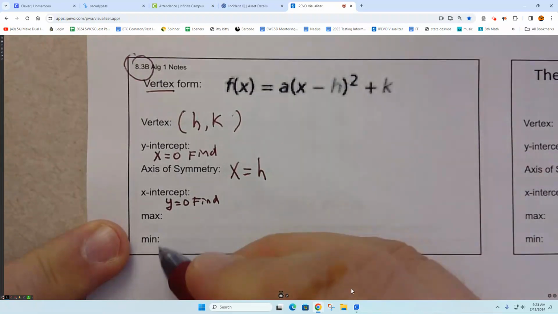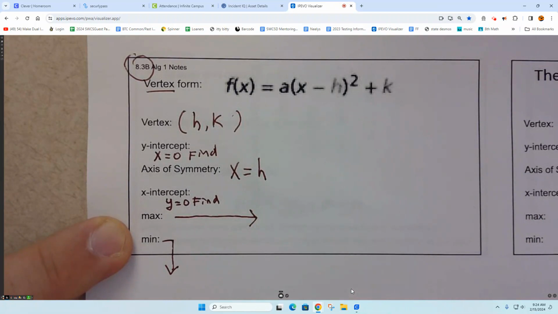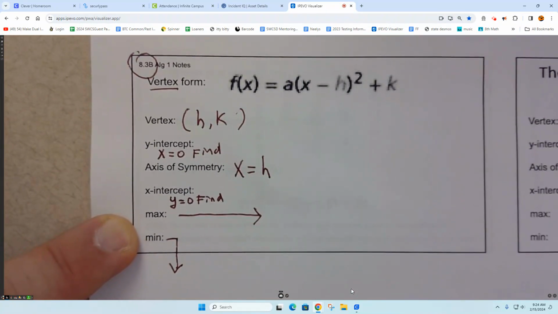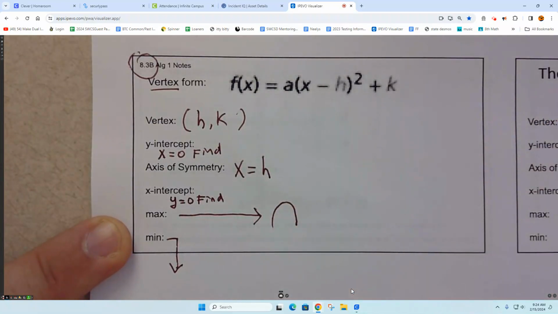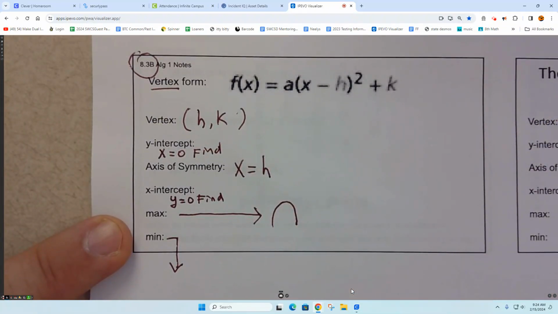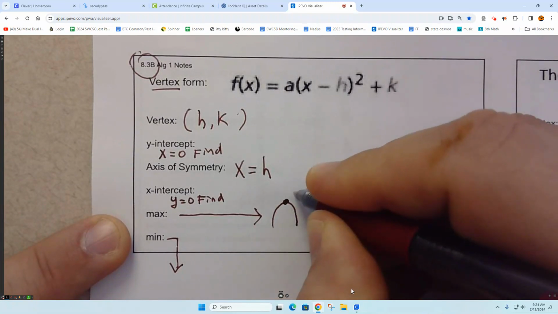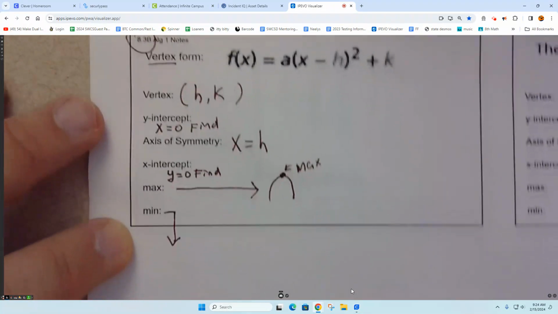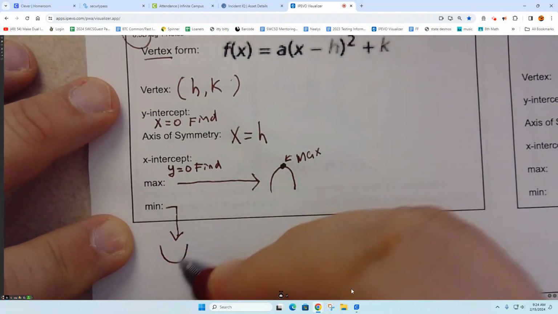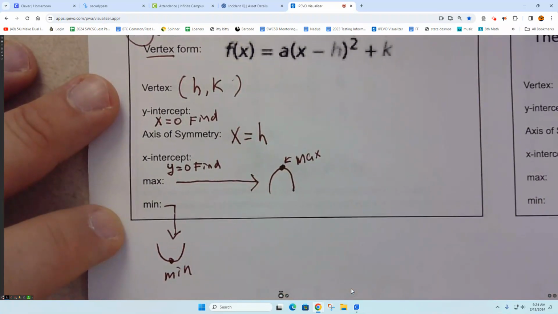Let's say that our graph, I need more space here. When are we going to have a max point? When it's a sad face, we'll have a max. Where is that max? At the vertex. That right there would be our max. When would we have a min? When we have a happy face, and where would our min be? Can you have both a max and a min? No.